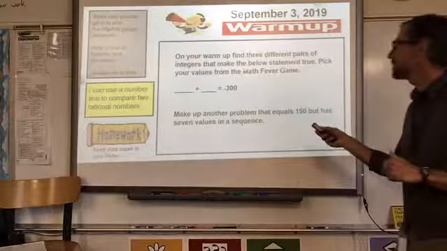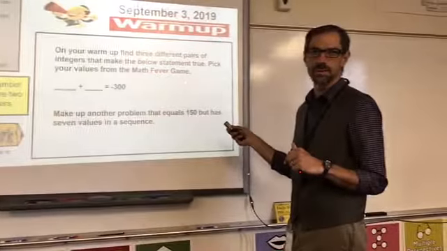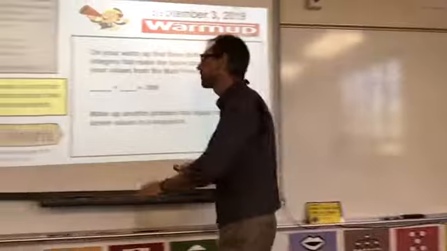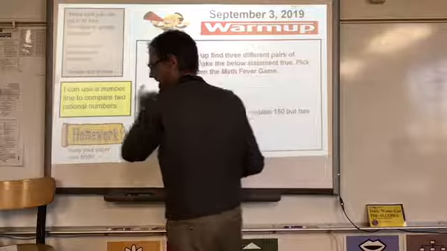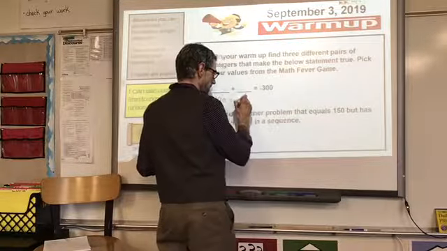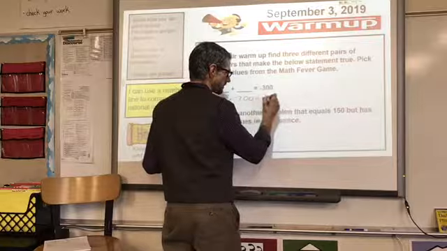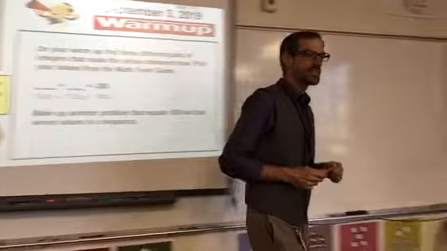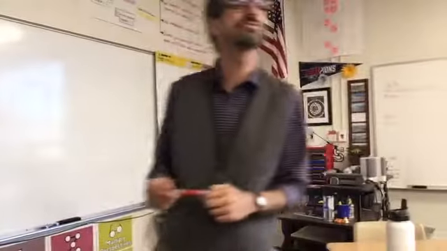So you had to use integers from the Math Fever game. Go ahead, share at your table. What were some of the pairs that you wrote down for your answer? Go. Negative 2, 100. There's one. So Ava said this one. Ava said negative 100 plus negative 200.